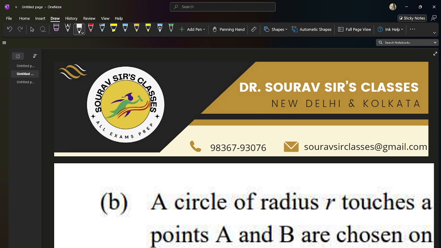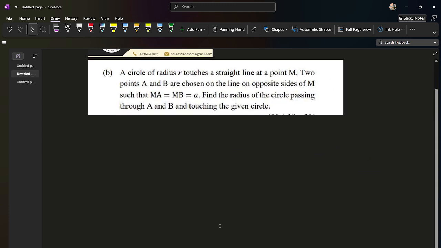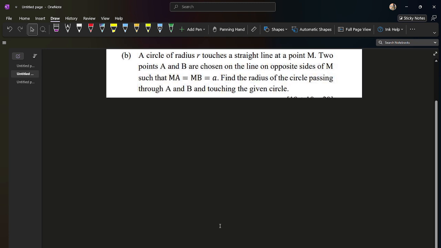Okay. So now we are going to solve a problem which appeared in the ISI MTech QROR subjective section, and the question is telling us that a circle of radius r touches a straight line at a point M. Two points A and B are chosen on the line on opposite sides of M such that MA equals MB equals a. Find the radius of the circle passing through A and B and touching the given circle.